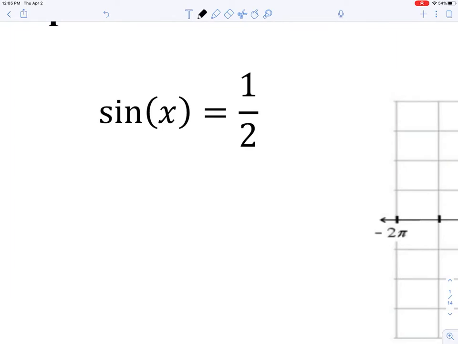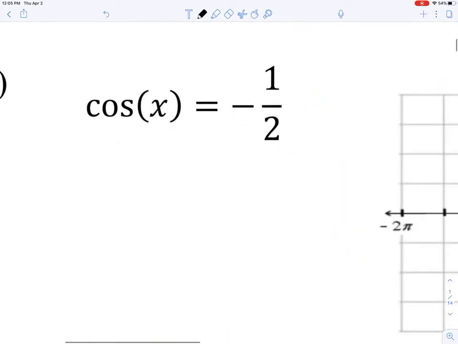Sine is positive in quadrant 1 and quadrant 2. So you know that you're going to have an angle from quadrant 1 that will make this a true statement, and an angle from quadrant 2. The angle from quadrant 1 that would make this a true statement would be pi over 6, and the angle from quadrant 2 would be 5 pi over 6. So it's just looking at this equation and thinking what values on that interval would make this true.